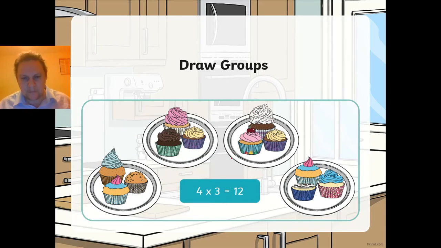Okay. 4 times 3 equals 12. That's showing us the exact same thing there. We've got 4 groups of 3. And that's what our tables is showing us, isn't it? 4 groups of 3.